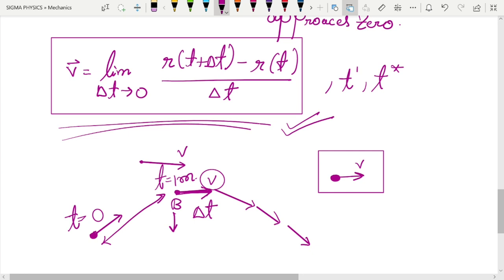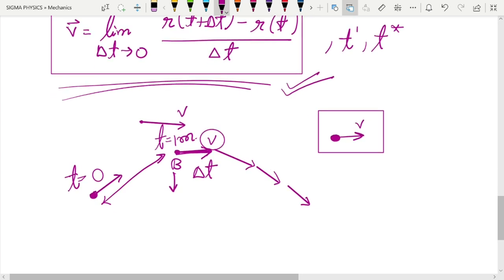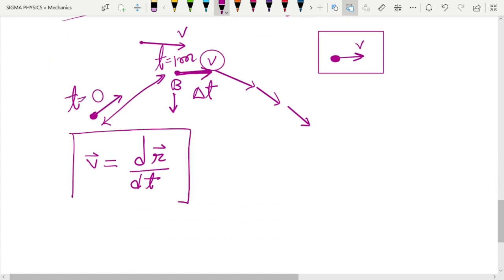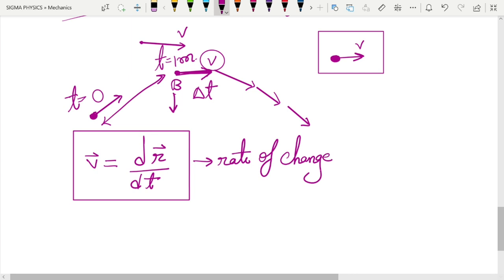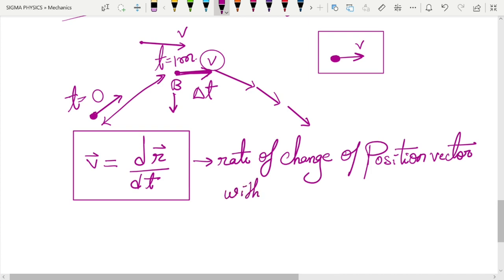So in calculus, this is something known as the derivative, and you can write it like this. So the instantaneous velocity, exactly this, you can write in a more compact way as dr upon dt, which just means the rate of change of the position vector with respect to time. So this is nothing but the rate of change of position vector with respect to time, right? So basically, this derivative tells you how the position of the body is changing with time.